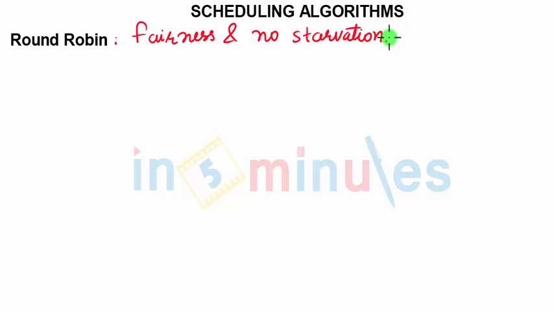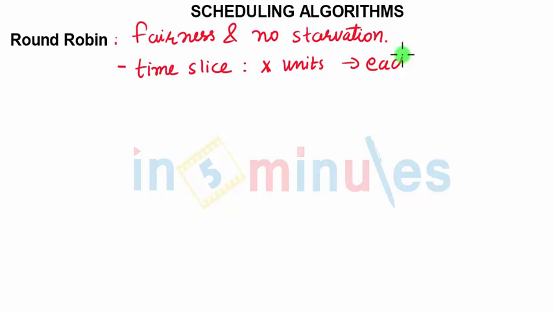Now how is this going to work? We have a time slice in this. This time slice would be of some x units, and for these x units each process will be executed.